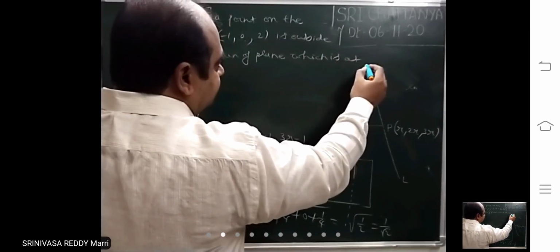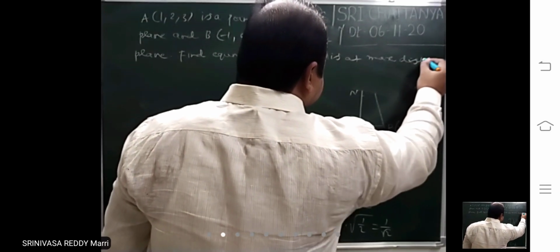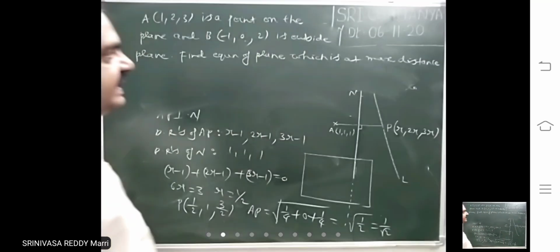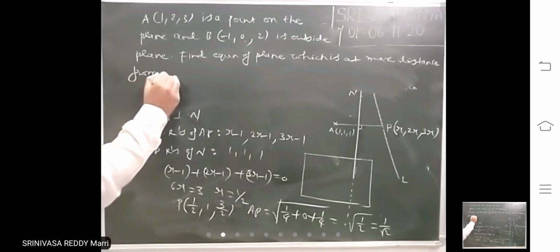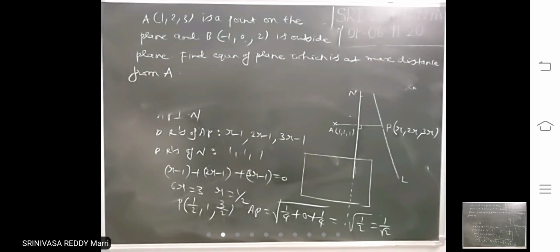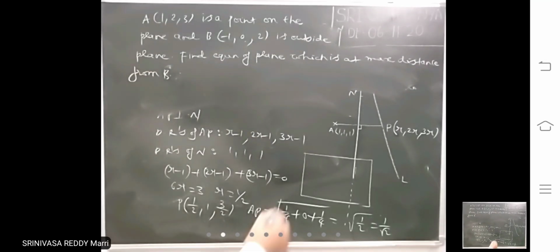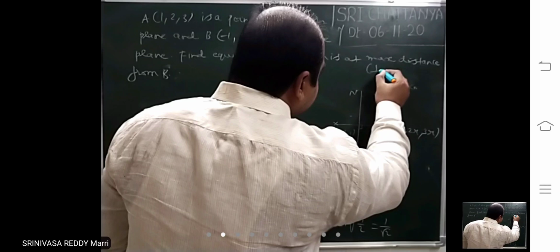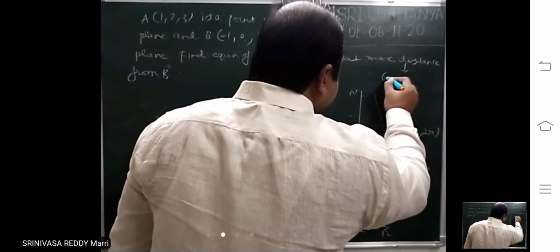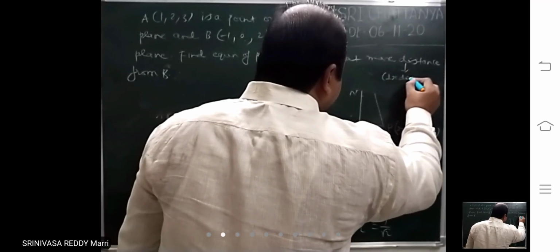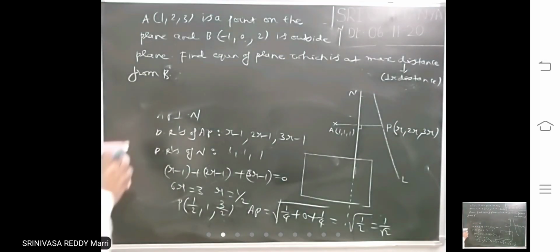which is at maximum distance from A from B. Look at what maximum distance means. Here nothing is told, means maximum perpendicular distance. Look at here.